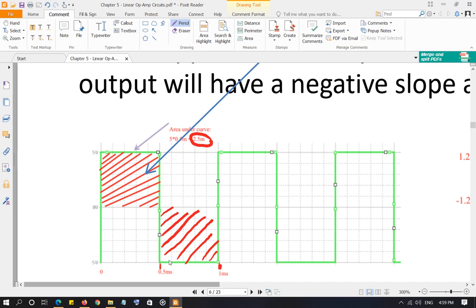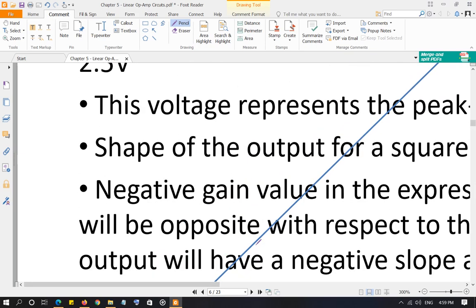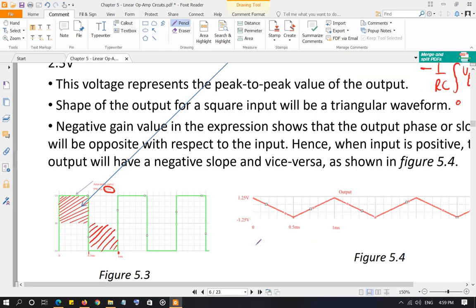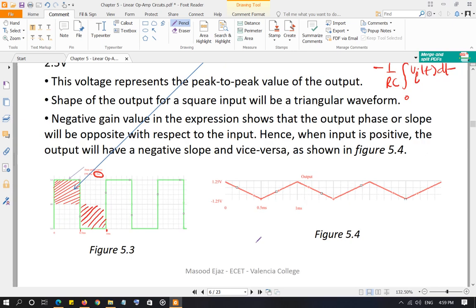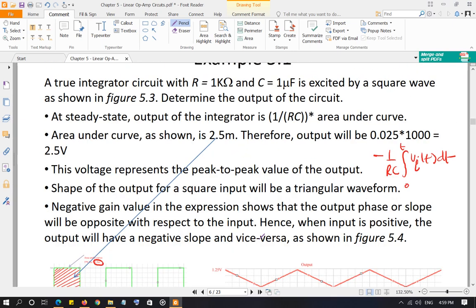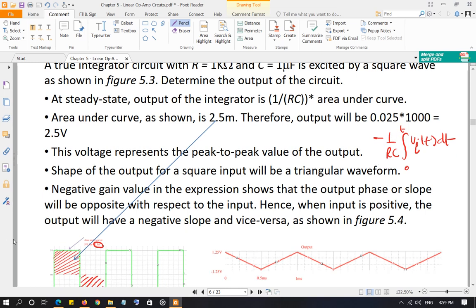Okay, so 2.5 milli is the area. Now this area times 1 over RC is going to be the peak to peak value of the output waveform. And what will be the shape of the output waveform? Of course, the input is a square, so the output shape is going to be a triangular waveform. So you calculate 2.5 milli times 1 over RC.